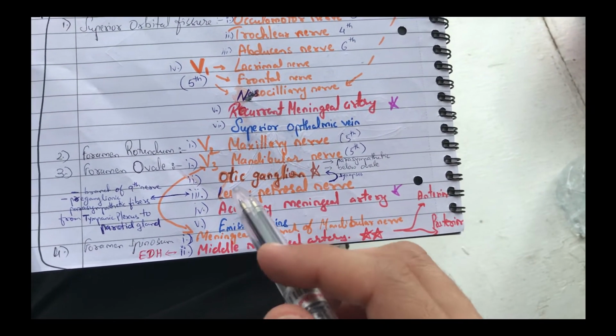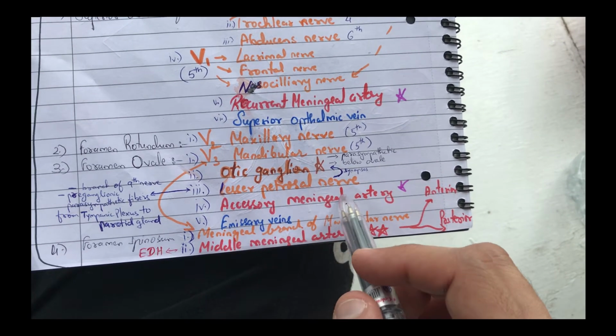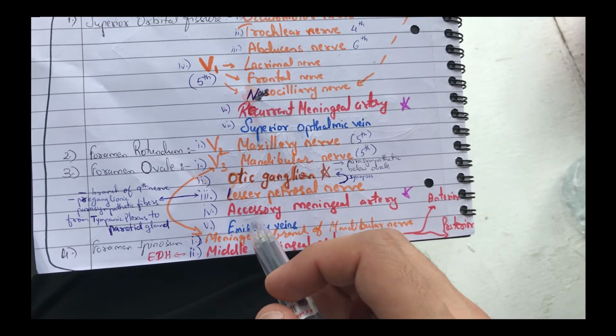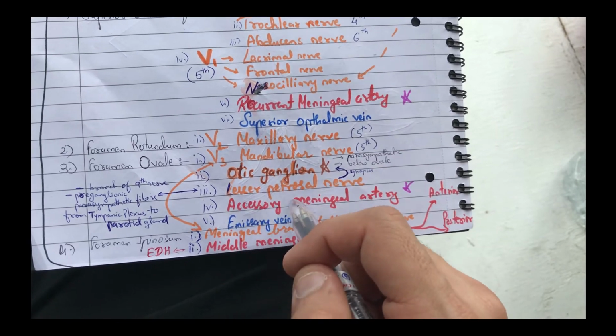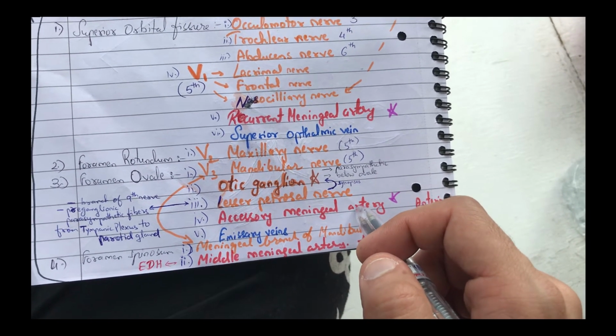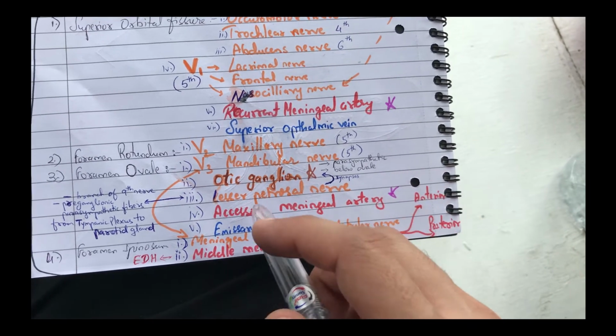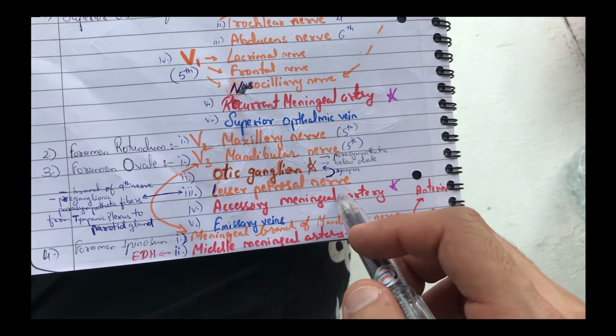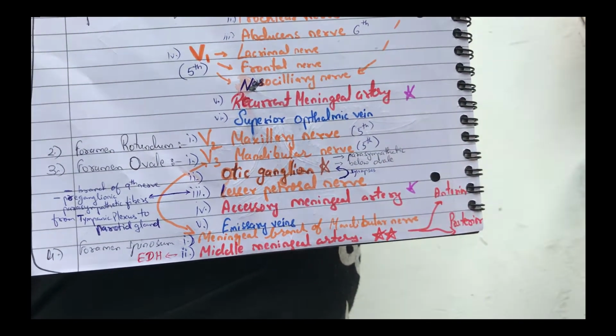Okay, and also it possesses the accessory meningeal artery and some emissary veins. Now again, the accessory meningeal artery is a branch of the facial artery. Well, sometimes it may not be present, so it could be an anatomical variant.